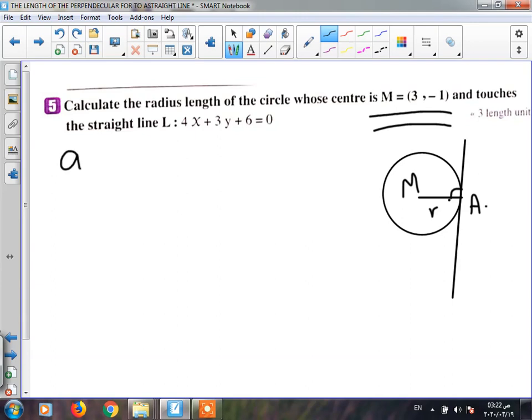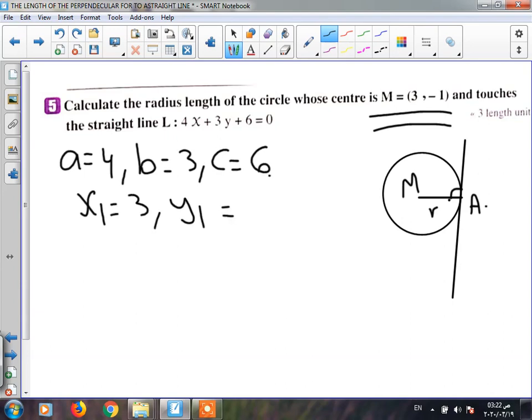So A will be 4, B will be 3, and C will be 6, and x1 will be 3, and y1 will be -1, and we start to find L. It's going to be 3 length units.